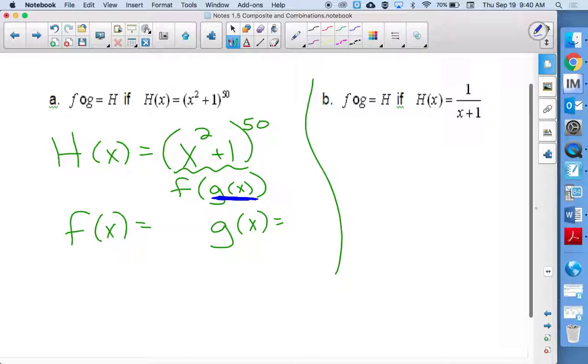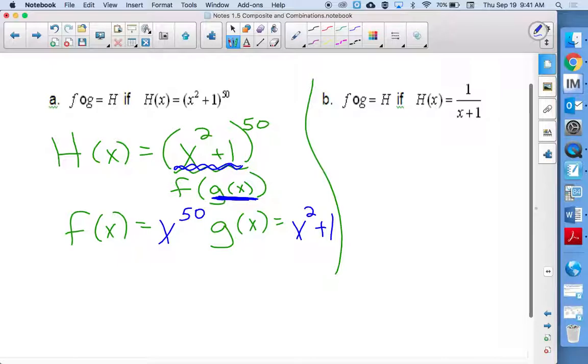So if I go to my function here, g of x is in the parentheses. Whatever's inside the parentheses in one function should be inside the parentheses in the other. So g of x is x squared plus 1. What does that mean f of x is then? Yeah, x to the 50th. Because if I take this out, I still have to have a variable remaining, and that variable would be x. So if I take this out, I'm just left with x to the 50th power.